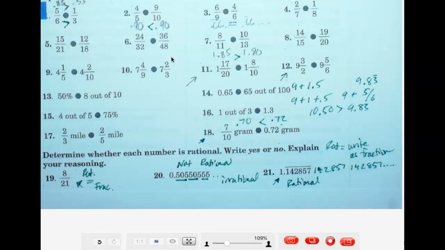All right, quick review. Rational numbers are things you can write as a fraction. Decimals that terminate or repeat are rational numbers. All right, good luck finishing that top of the page.